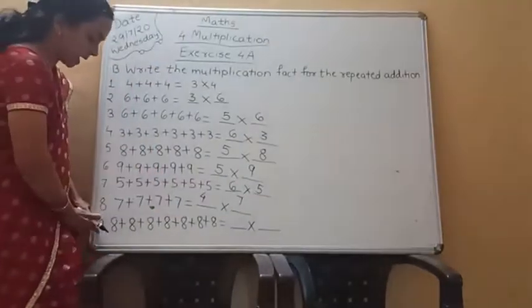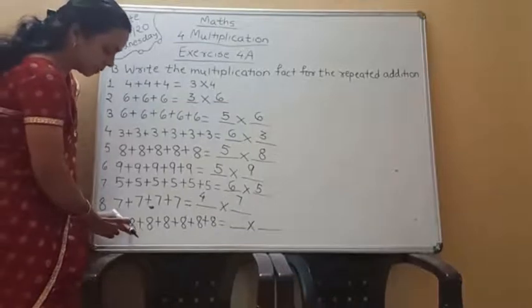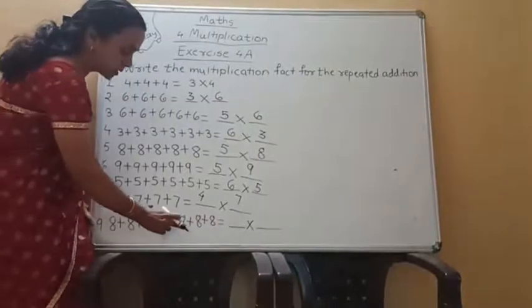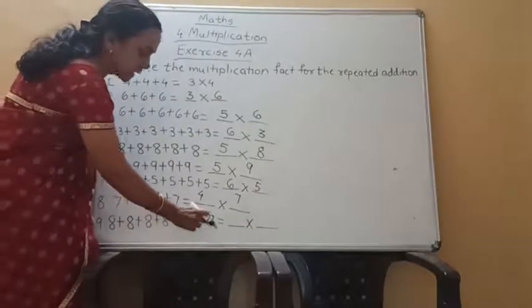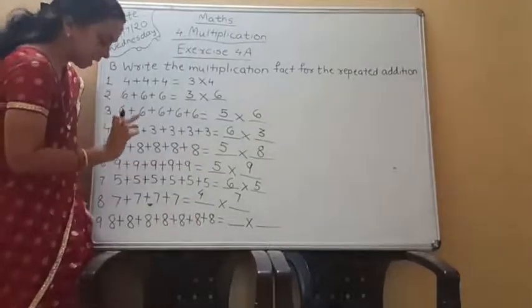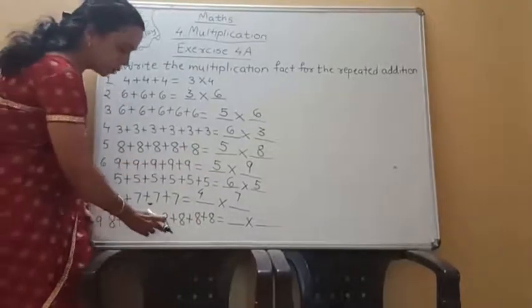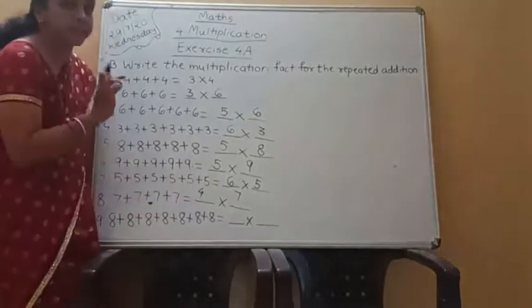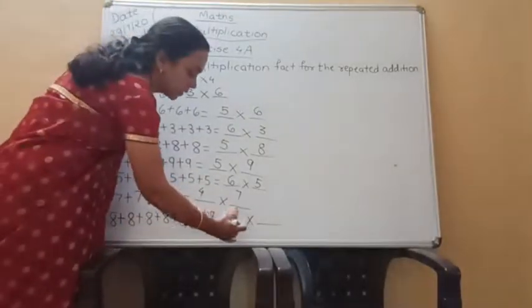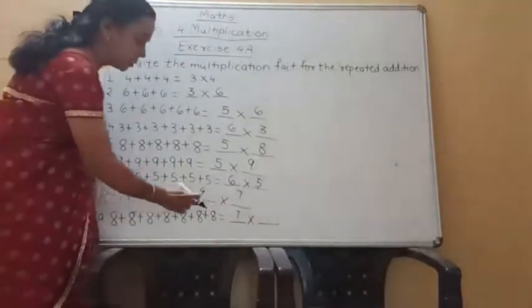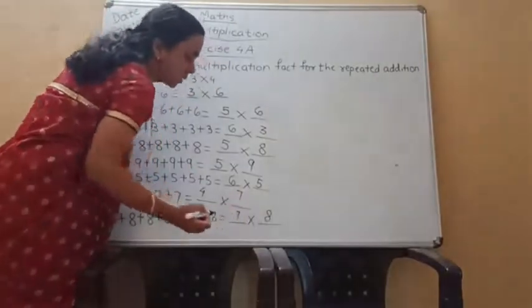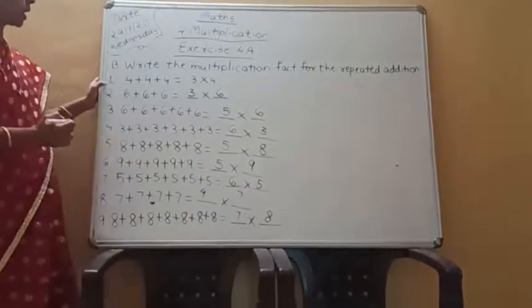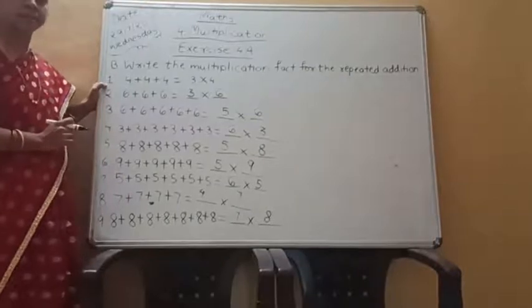Okay. Now see last example. 8 plus 8 plus 8 plus 8 plus 8 plus 8 plus 8. How many times 8 is given? 1, 2, 3, 4, 5, 6, 7. 7 times. So you first write down 7 and then you write down 8. Okay. So be careful when you are writing all these answers.